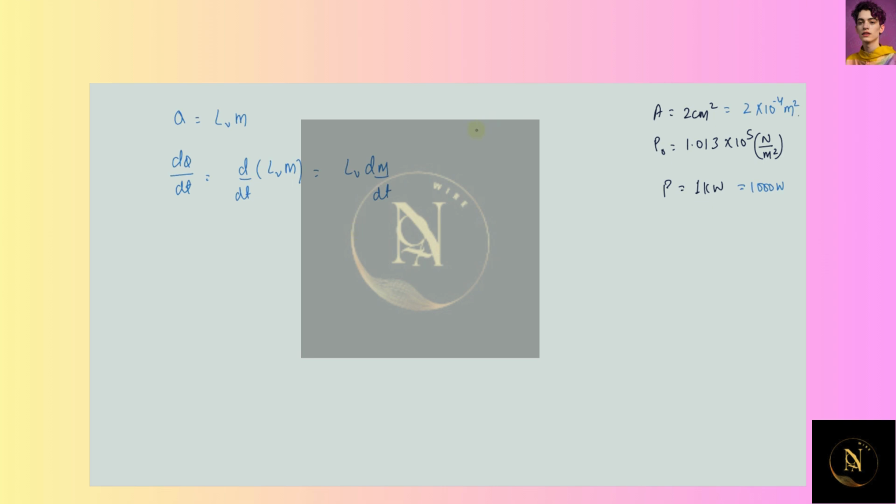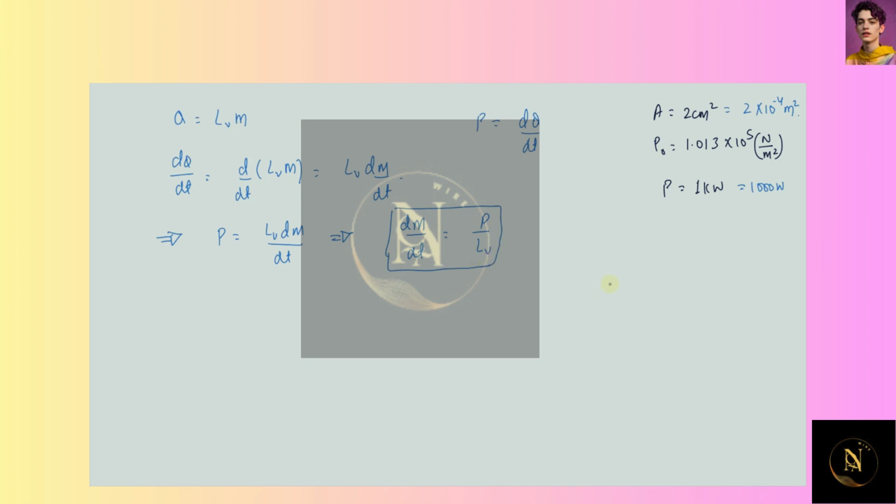Now if we calculate the power, the formula for power is nothing but the rate of change of heat, that means dQ by dt. Now if we compare this equation and this one, we can say that P is equal to L_V dm by dt. From here we get dm by dt as power divided by the latent heat of vaporization. So this is one formula that we have obtained.